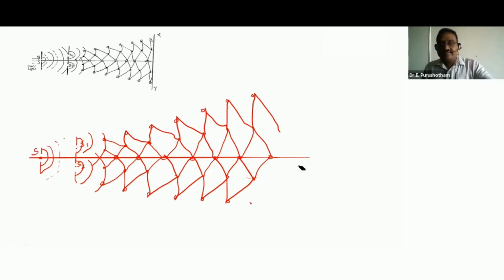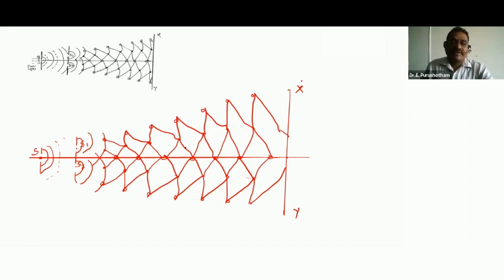So I am taking here some line. This is the XY screen. This is X. This is Y. So this is the interference pattern. You can draw it yourself in your examination. I showed it clearly, and I will give this figure in our notes.